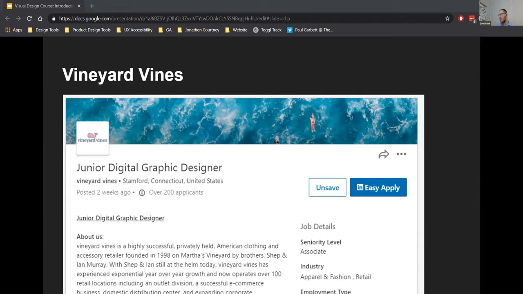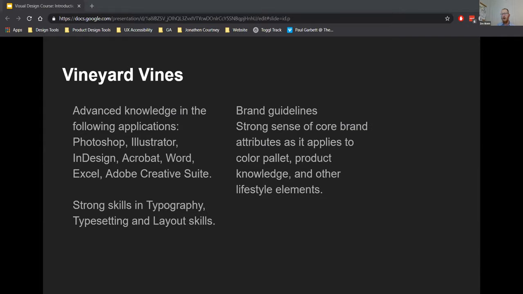Next, we have Vineyard Vines, which is more like a mid-sized company. They're a private clothing retailer. So what were they looking for? They were looking for an advanced knowledge in Photoshop, Illustrator, InDesign, Acrobat, Word, Excel, Adobe Creative Suite. They're looking for strong skills in typography and layout, and they need you to be able to follow the brand guidelines, have a strong sense of brand attributes as it applies to color, product knowledge, and other lifestyle elements. So you see the same programs being mentioned again, strong design, typography and layout skills. And then they also want you to be able to contribute to their brand. And we're going to talk about that. It's something we could go into in depth.